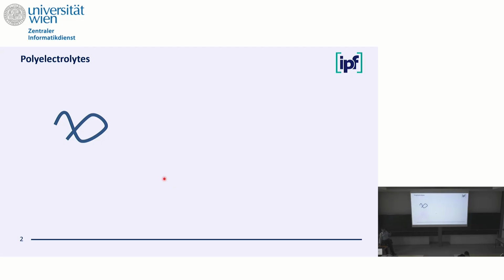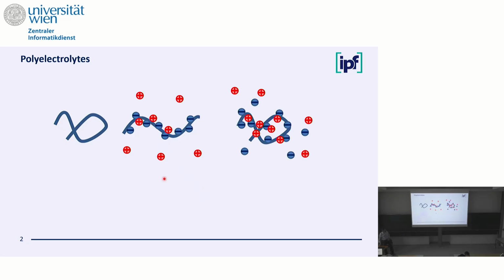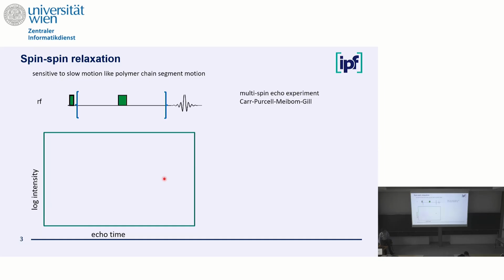Simple idea, we have a coiled polymer. If hypothetically we would introduce charges on it, it would go into a stretched conformation. If I change something in the environment, in the solvent conditions, for instance, I add more salt, I screen some of the charges, or counterion condensation. Now I have to get a little bit technical in the NMR.